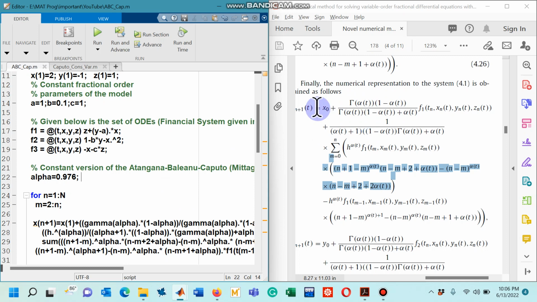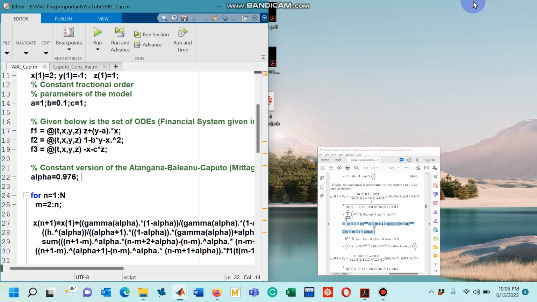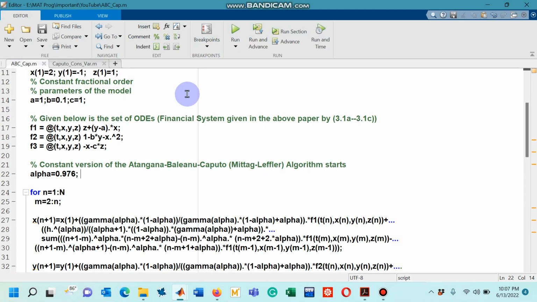The first term on the right hand side, x naught, is x of 1 in the code. Then you have some terms, gamma of alpha times 1 minus alpha. You can see these terms over here. If you compare term by term, you will not have any difficulty, as I have used the same symbols as used in the scheme of this research paper. I will switch to the code now.